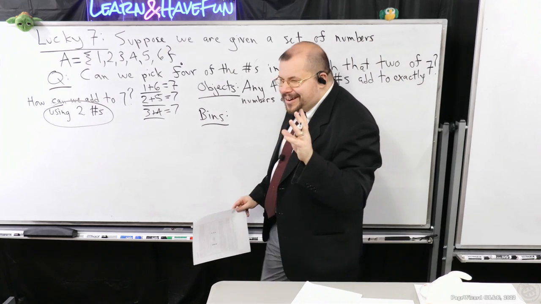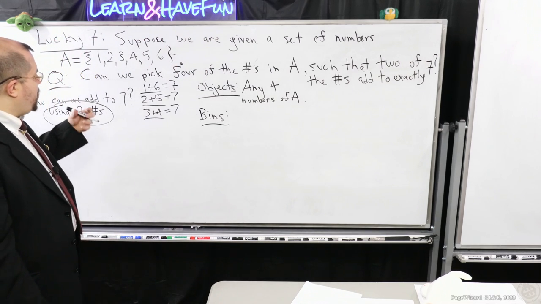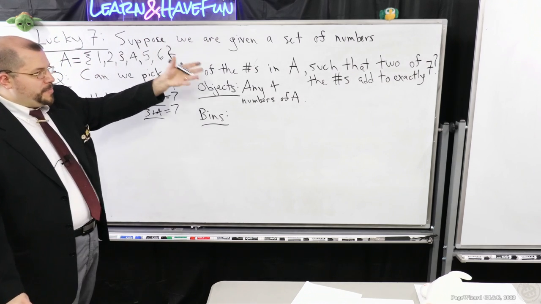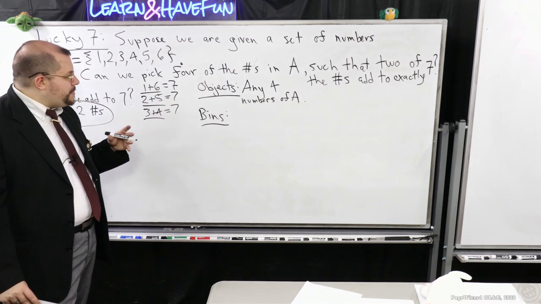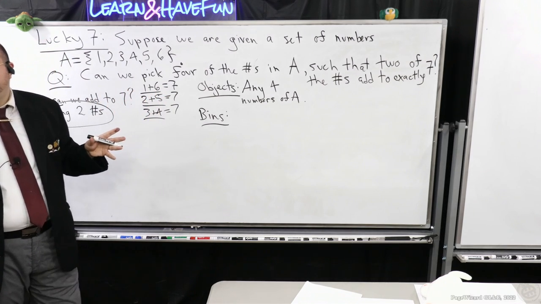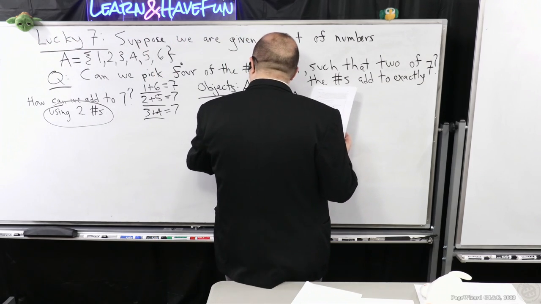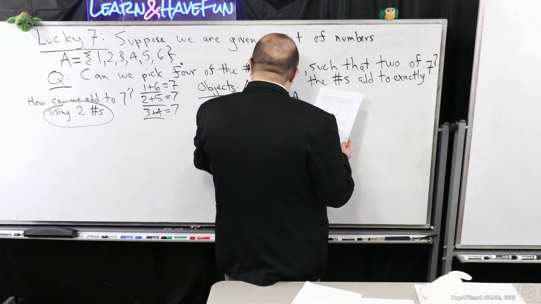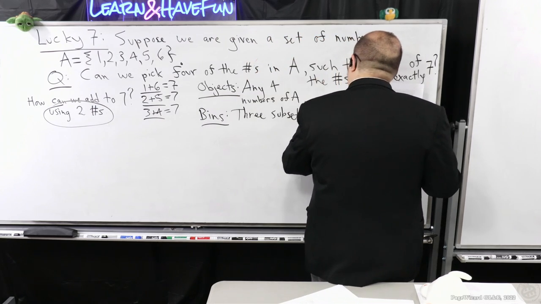So you've got to look at it a little bit differently than we've done previously. Previously, we always had it where this has a property with this thing, and it's just really direct like that, really simple. Now, keep in mind, it is still the case here. It's just a little bit more subtle. So the bins are going to be the three subsets. 1, 6.